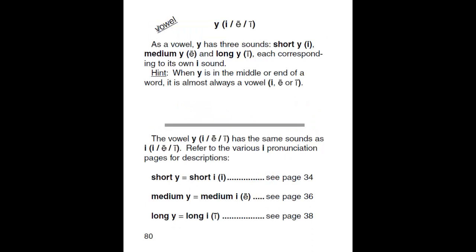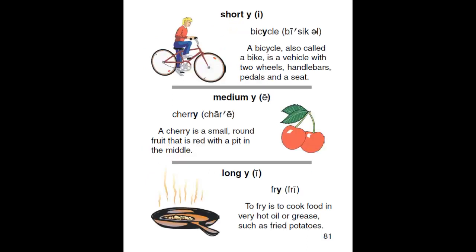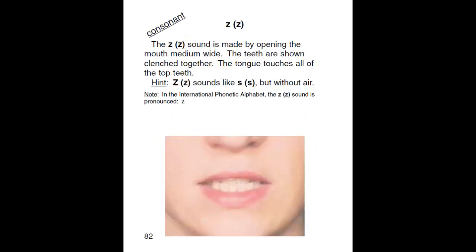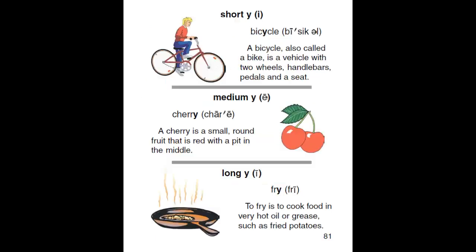As a vowel, Y has three sounds, short Y, medium Y, and long Y, each having the same sound as the corresponding vowel I sound. Short Y. Eh. The short Y sound is made by opening the mouth medium wide. The teeth are slightly apart, with more of the bottom than the top front teeth shown. The tongue touches all of the bottom teeth. Eh. Bicycle.